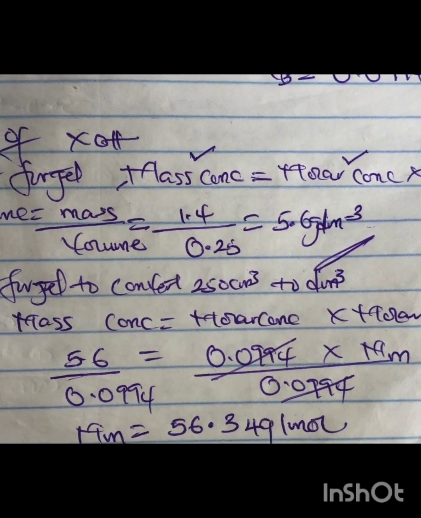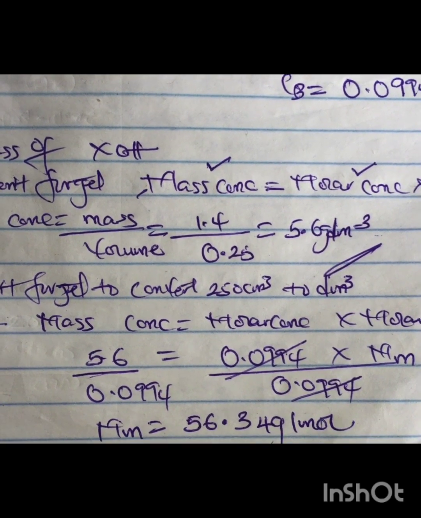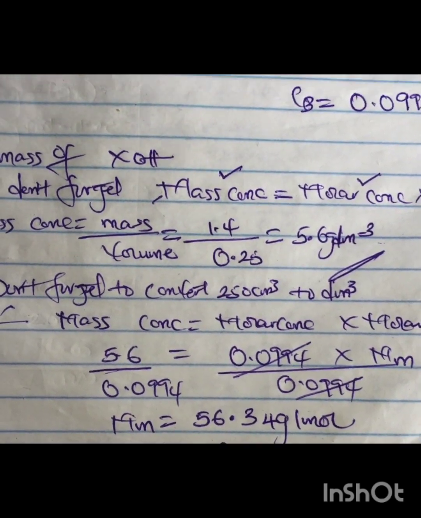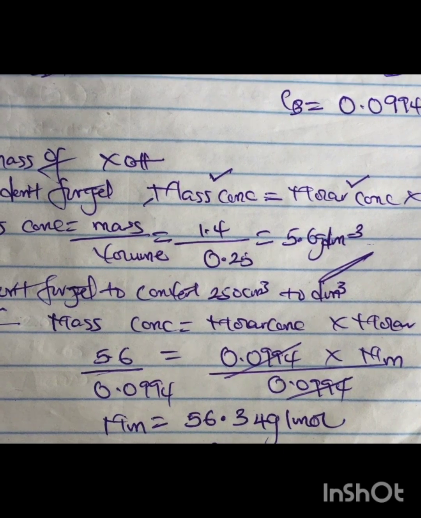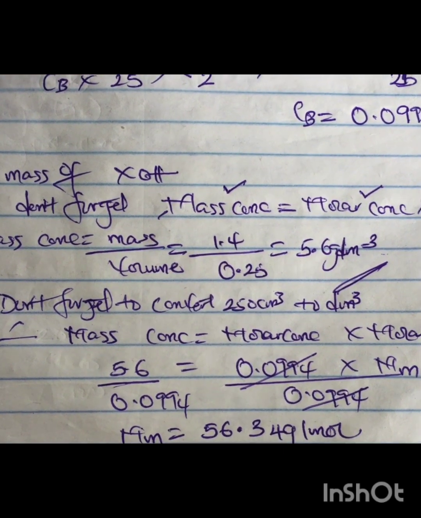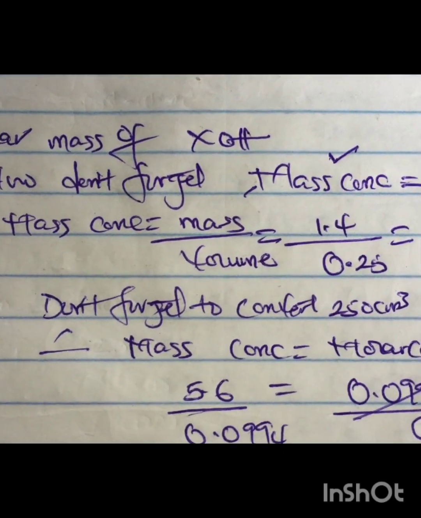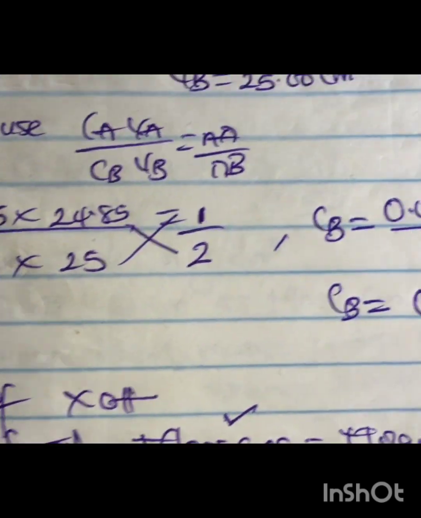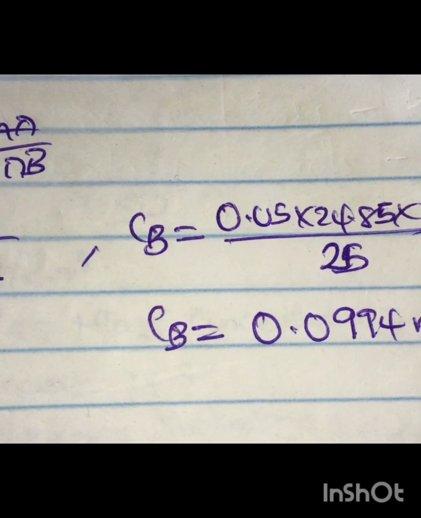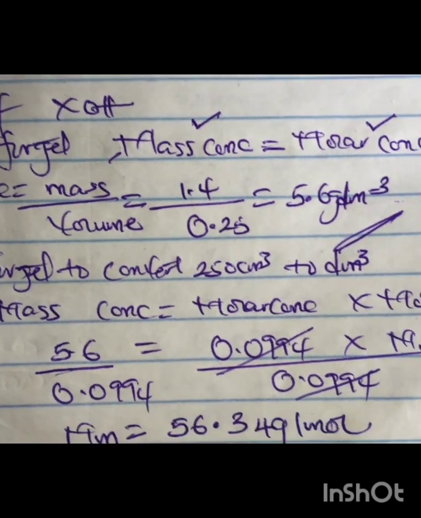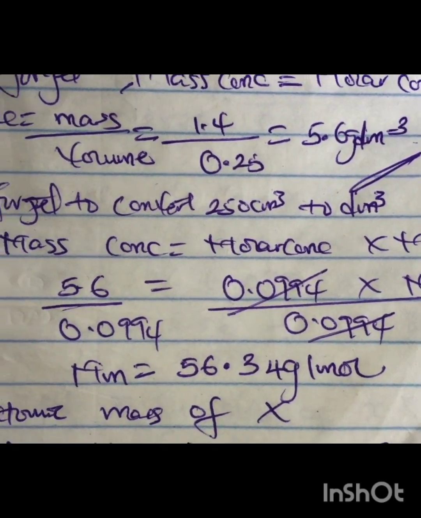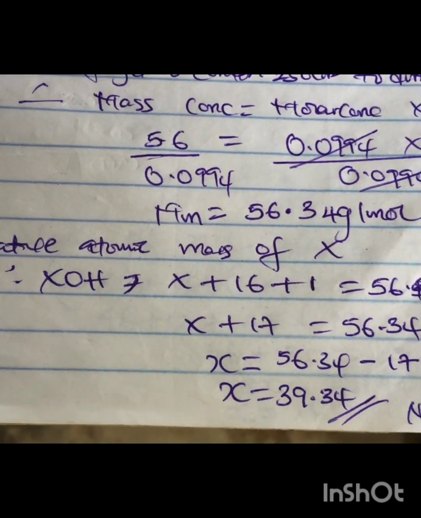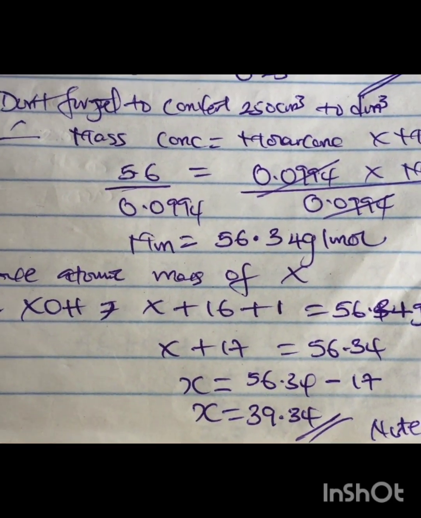What are we looking for? Molar conc, right? Rather, we are looking for our molar mass, not molar conc, sorry. So our mass conc is 5.6, molar conc is 0.094 because we've calculated the molar conc already in the previous question. So we proceed with that. Making molar mass the subject of the formula, you get your molar mass to be 56.34 gram per mole.